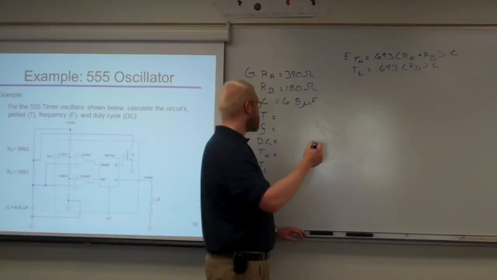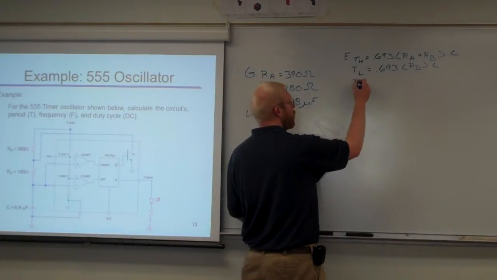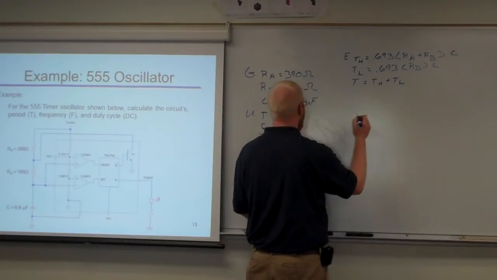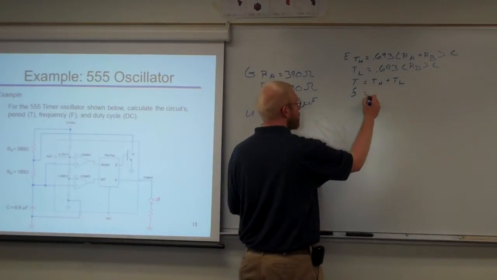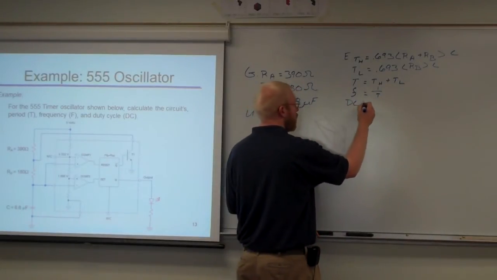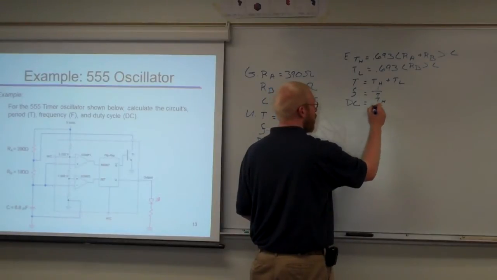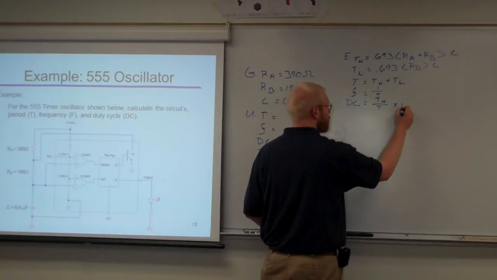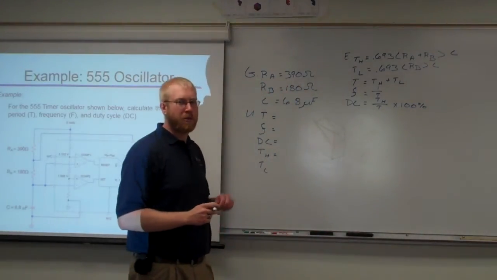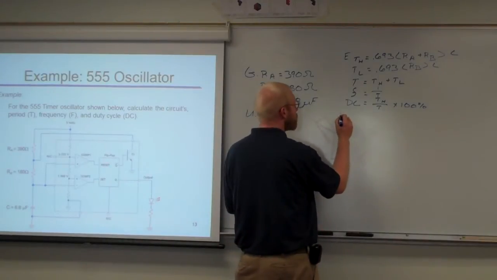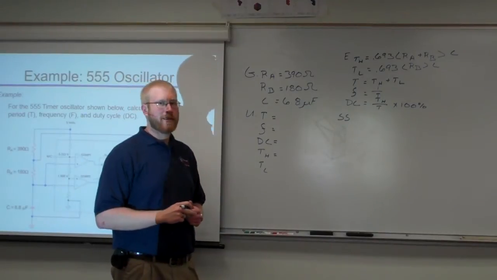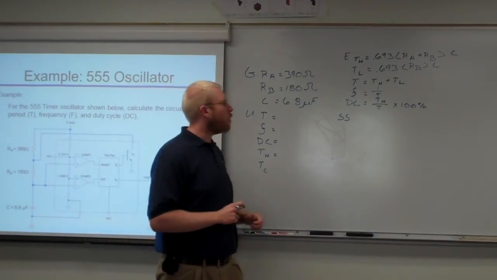Then I still have my equations from before. I know that time total is going to equal time high plus time low. I know that my frequency is going to equal 1 over time. And I know that my duty cycle equals time high over time total times 100%. Then I put my substitute and solve steps together instead of doing them separately. So I'm going to solve for my time high and my time low first.